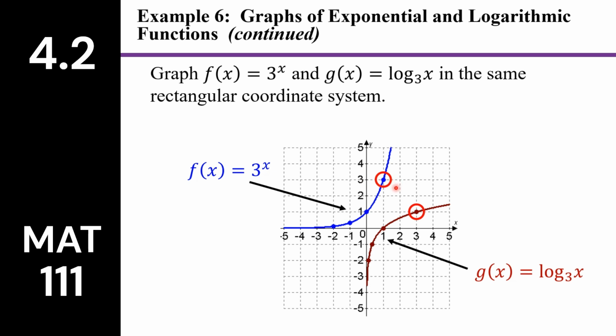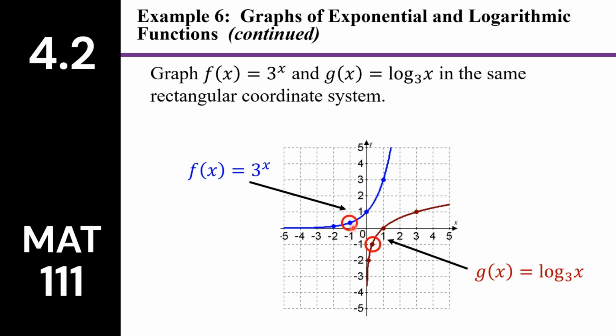The point up here is where, on the exponential function, x was 1 and y was 3. So on the logarithmic function, we get x is 3, y is 1. Then the point (0, 1) on our exponential function is the point (1, 0) on the logarithmic function.